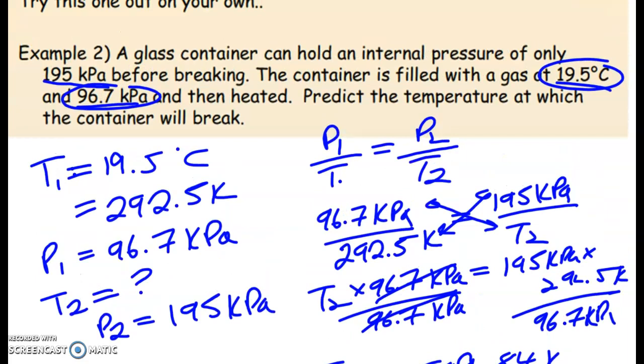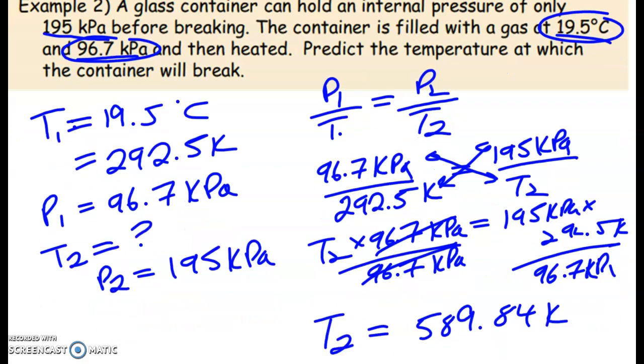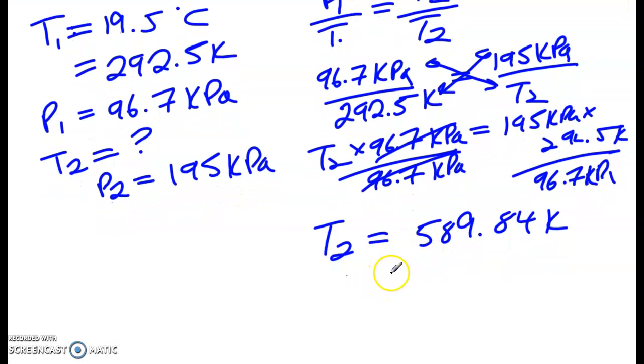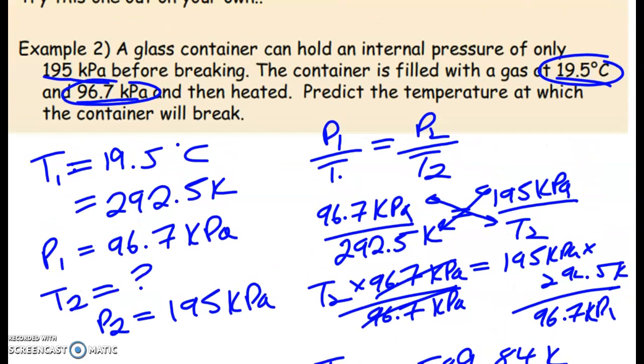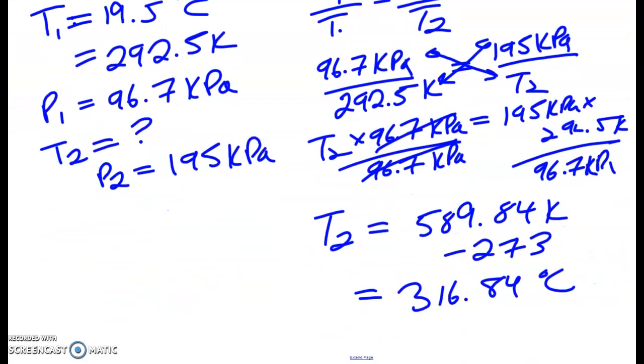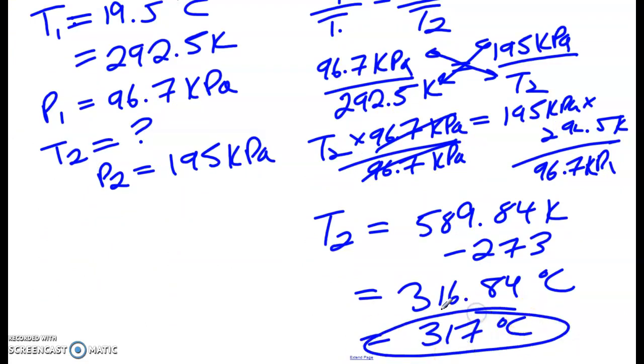Now, anytime you're asked to solve for temperature, the question does not say it, but it is naturally a known thing that because you are given the original temperatures in degrees Celsius, you should be reporting this in degrees Celsius. So remember, to do that, you would just simply subtract 273. So if we do that minus 273, we get 316.84 degrees Celsius, and then our sig figs is 3. So this would be 317 degrees Celsius.